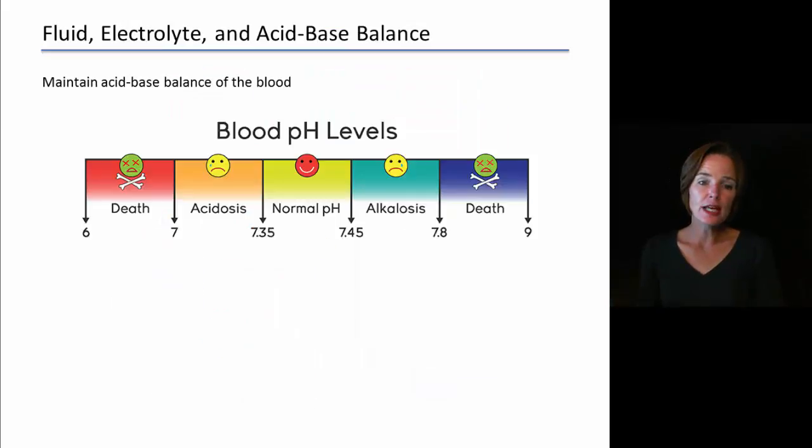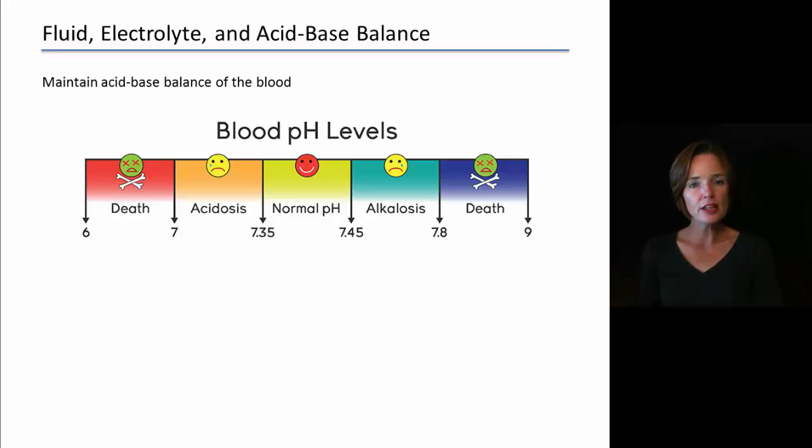The kidneys also play an important role in maintaining the acid-base balance of the blood. Our blood pH really needs to be maintained between 7.35 and 7.45. So that's a pretty small range. If we do get a little bit on the high side, we call that alkalosis. But if we get over 7.8 for our pH, then that does result in death. And if we get a little bit low, that's called acidosis. And if it's lower than 7, that's going to result in death.